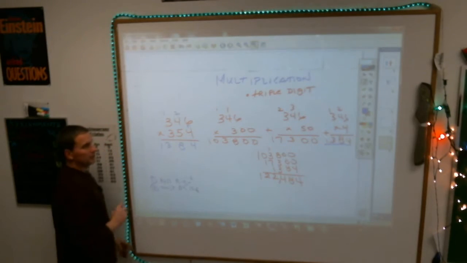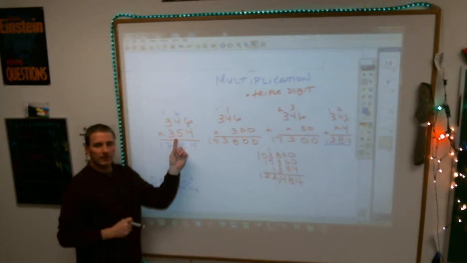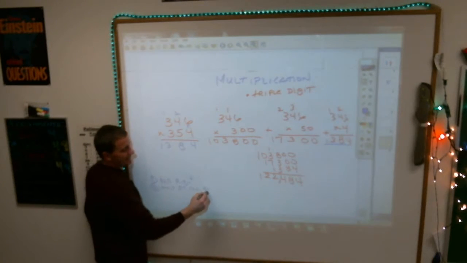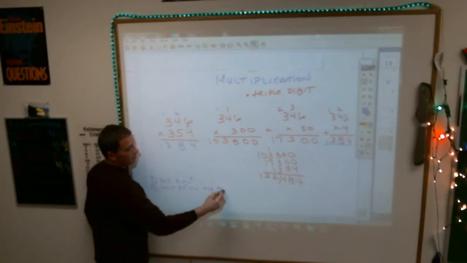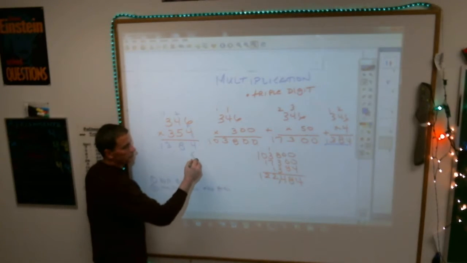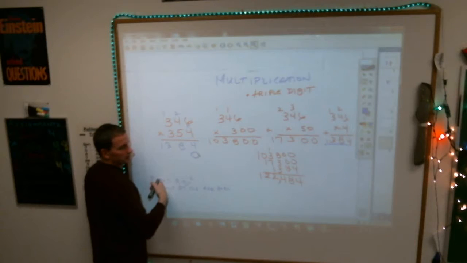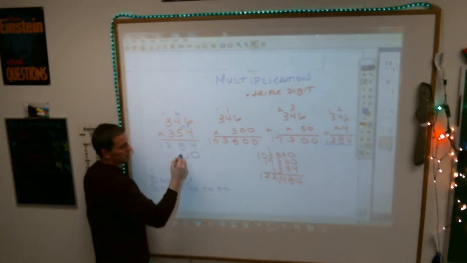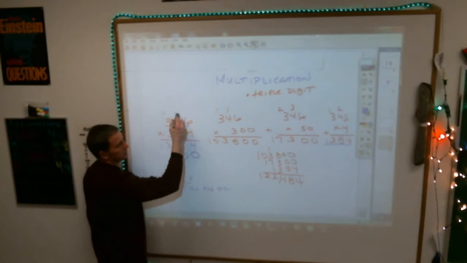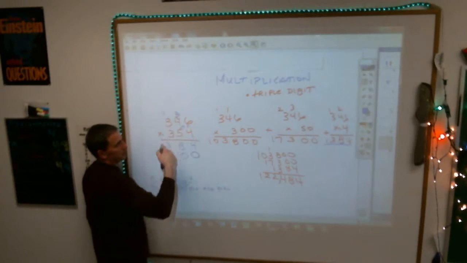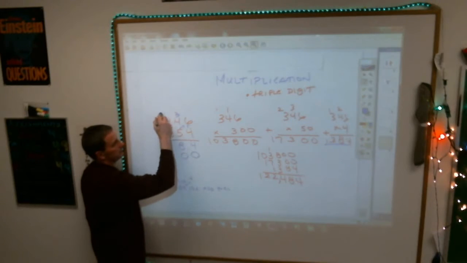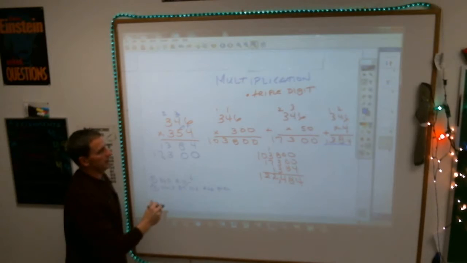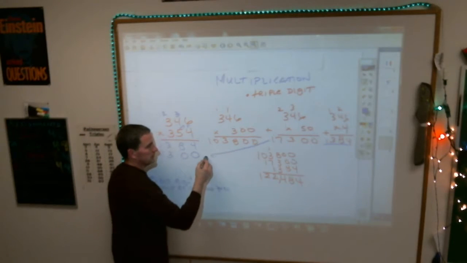But you have to remember, you are not multiplying just by a 5. You are multiplying by a 50, which means you have to start off with a 0. Before you do anything, you're going to put a 0 here. Then you multiply by your 5. 5 times 6 is 30. 5 times 4 is 20 plus the 3 there, which is 23. 5 times 3 is 15, 16, 17. And that's where my 17,300 came from.